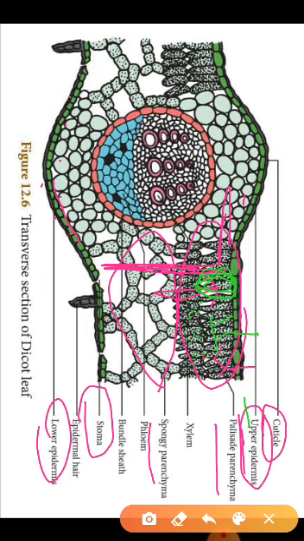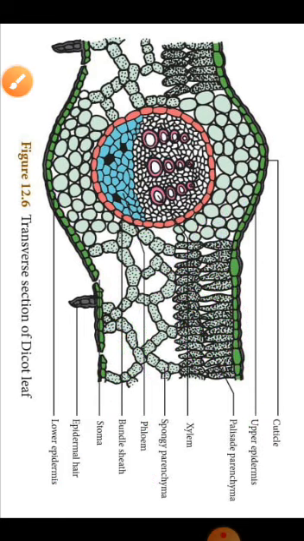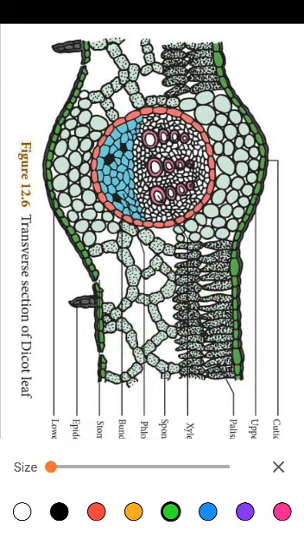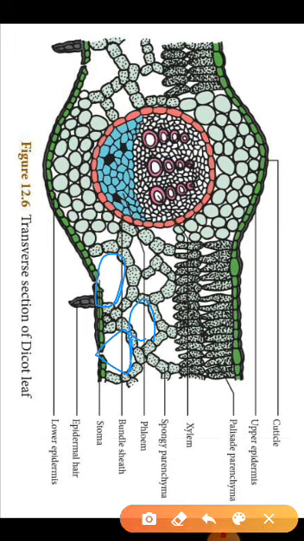But the spongy parenchyma is found below the palisade parenchyma tissue. The cells are spherical, which means round, or oval, but irregularly arranged. In this parenchyma, every cell has intercellular spaces. It helps in exchange of gases. The last one is vascular bundles.